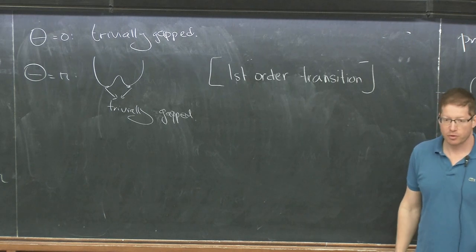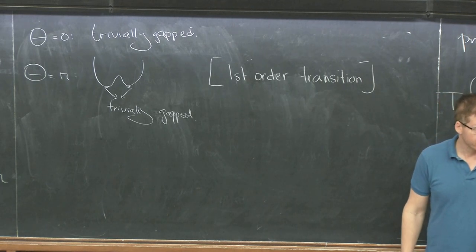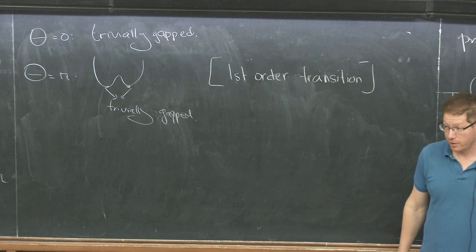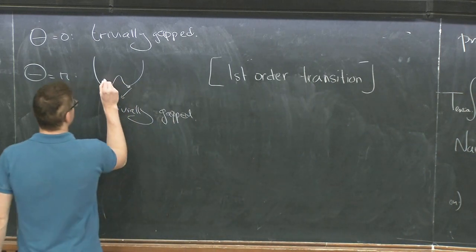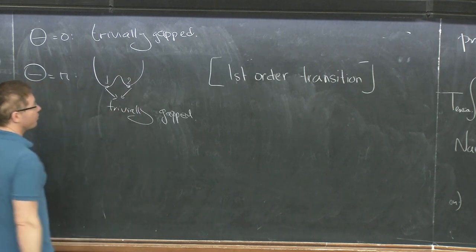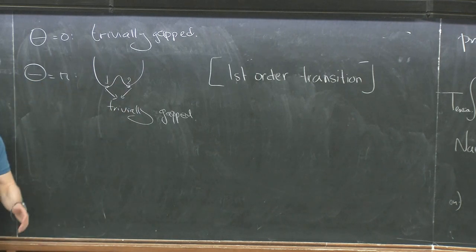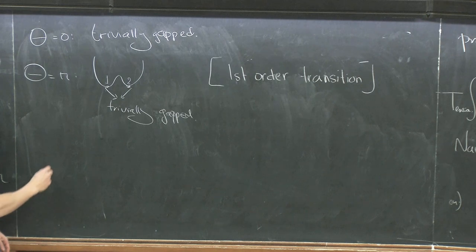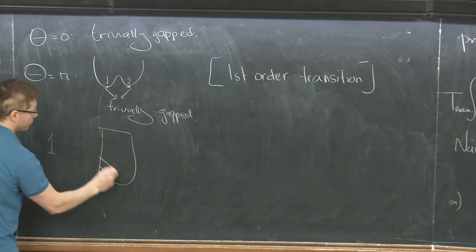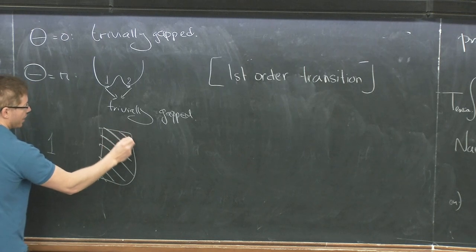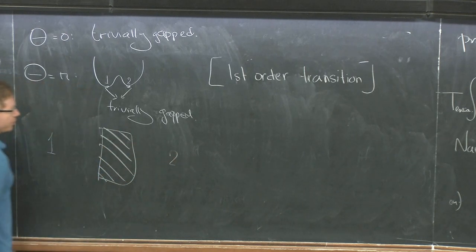Now you can ask what happens when you construct a layer. This is where it becomes really interesting. Let's call these vacua 1 and 2. Since they're both exactly degenerate and trivially gapped, we can construct a layer. This is something that people could do on the lattice in the future, and they could test what I'm telling you about it. So we can construct such a layer.